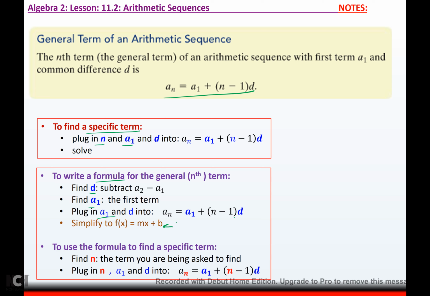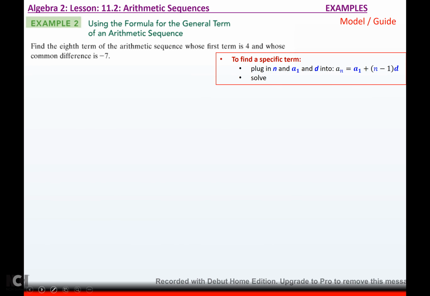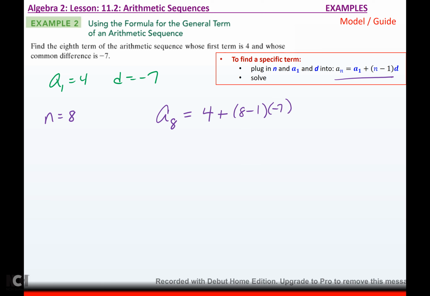And then to use a formula to find a specific term is the same as up here. I don't really know why I repeated myself. Alright, so it says find the 8th term of the arithmetic sequence whose first term is 4. So they're telling me a sub 1 is 4 and the common difference is negative 7. Alright, so we want to find the 8th term, which means n is 8. So we're plugging in to a sub n equals a sub 1 plus 8 minus 1 common differences.